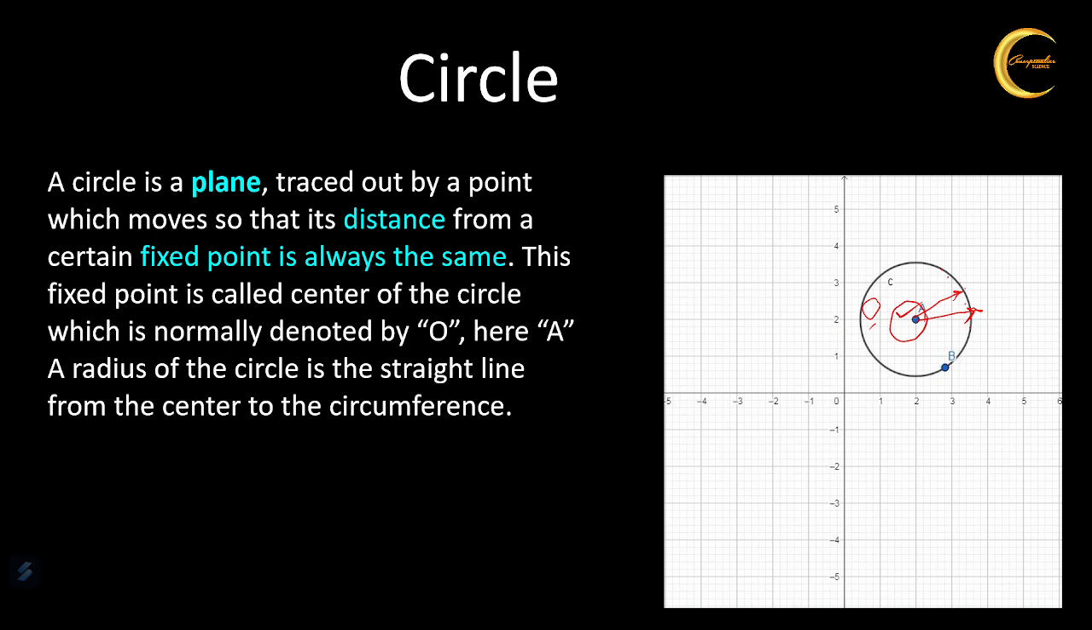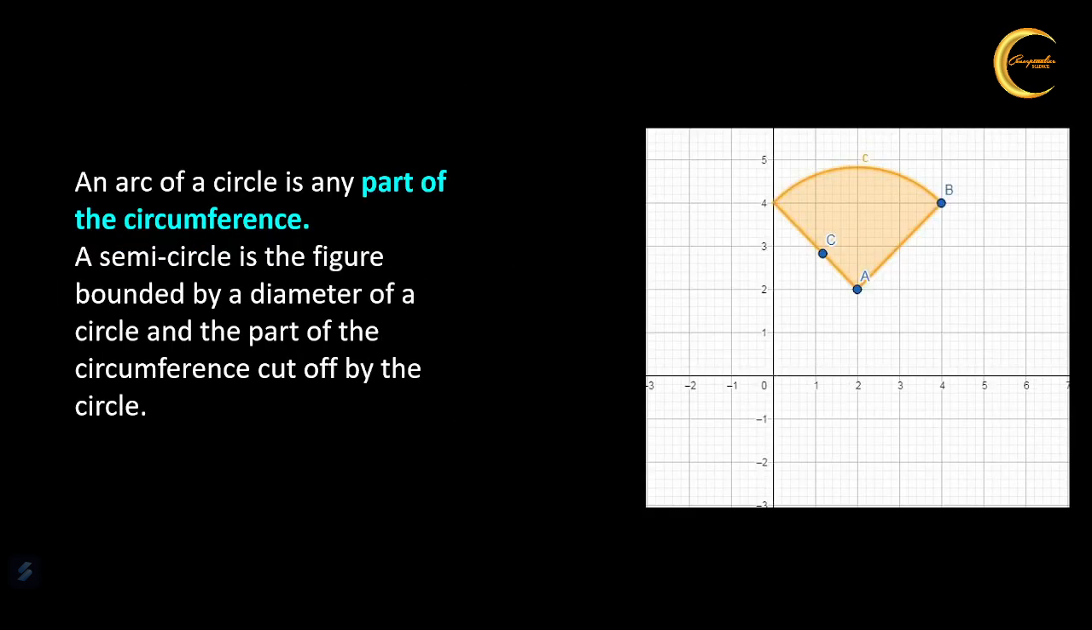And a radius of the circle is the straight line from the center to the circumference. You see, this is called the radius, this is the center and this is the circumference. An arc of a circle is any part of the circumference. So if I draw a circle here and this is the center point, this is called the arc.